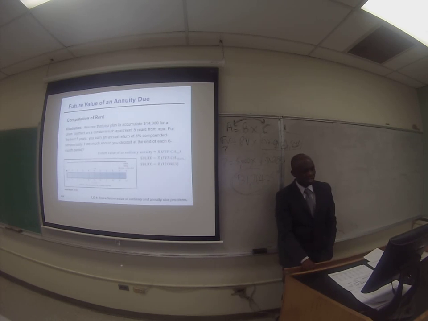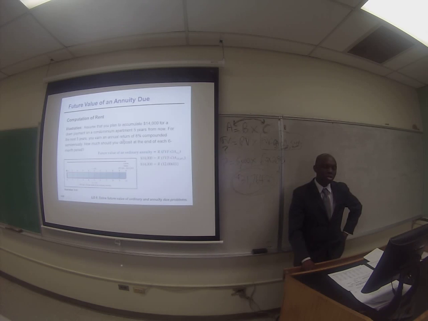So let's take a look at this illustration. It said there, assume that you plan to accumulate $14,000 for a down payment on a condo apartment 5 years from now. For the next 5 years, you earn an annual interest of 8% compounded semi-annually. How much should you deposit at the end of each 6-month period?